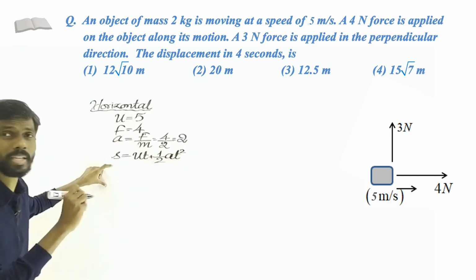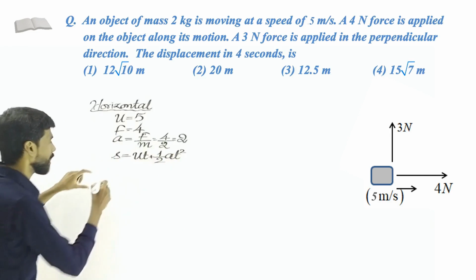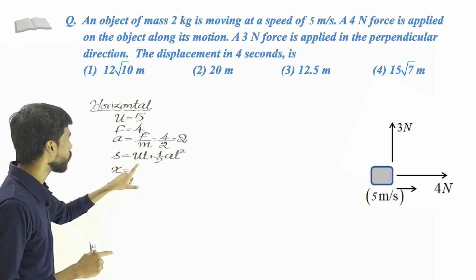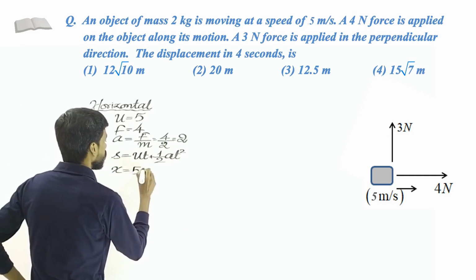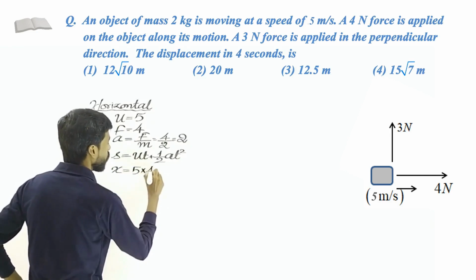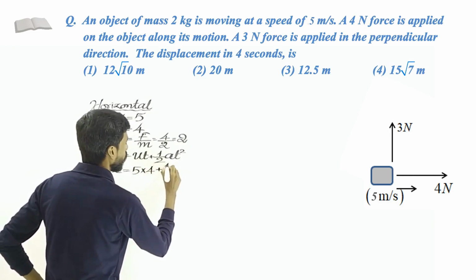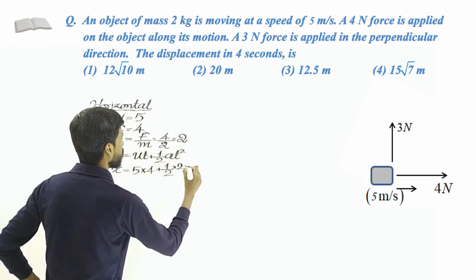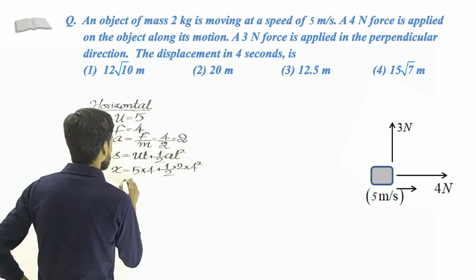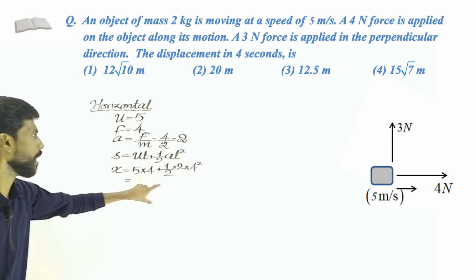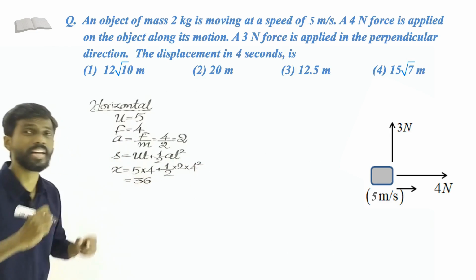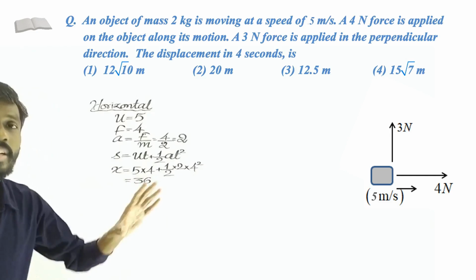So S is the displacement in the horizontal direction. Let us take that to be x, the distance in the horizontal direction. Now u is known, 5, and t is 4 seconds. We want the displacement in 4 seconds. So 5 times 4, plus 1 by 2, the acceleration found here, 2, multiplied by t squared, that is 4 squared. Let's simplify this. So this is 20 plus 16, that is 36 meters. That is the displacement in the horizontal direction only.